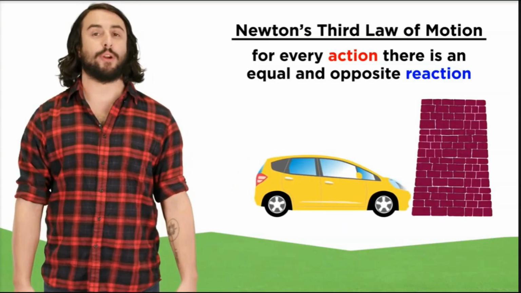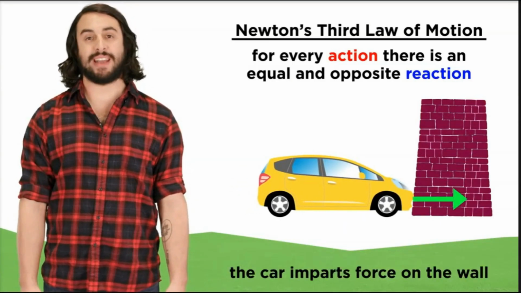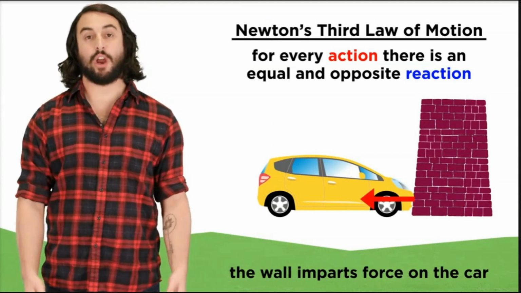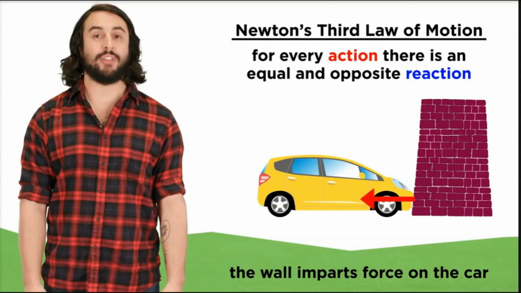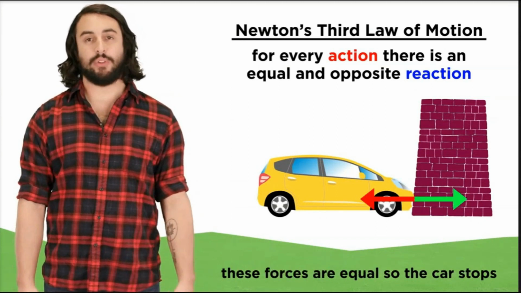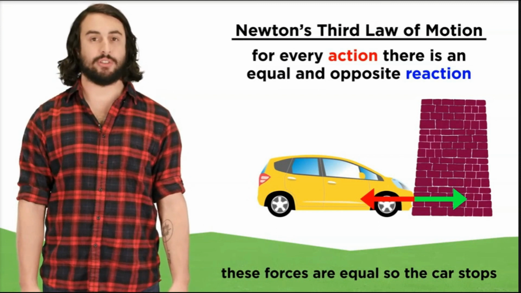Think of a car hitting a brick wall. The car imparts an action force on the wall from its motion, and the wall imparts a reaction force right back on the car, bringing it to a quick stop. These vectors are equal in length and point in opposite directions.